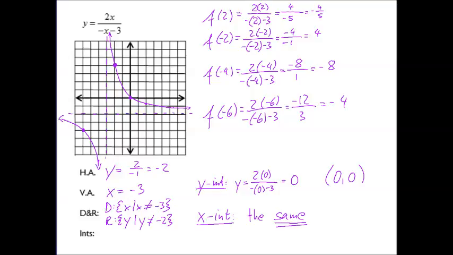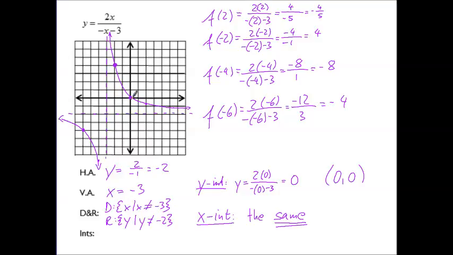Okay, hopefully you got to the same point. Our horizontal asymptote is at 2 divided by negative 1, in other words, negative 2. Our vertical asymptote is at x is equal to negative 3. That means our domain is x such that x is not equal to negative 3, and our range is y such that y is not equal to negative 2. Our y-intercept, as we plug in 0 for x, we get 0 for y. That means the y-intercept is (0, 0). This is our origin, and that means that the x-intercept is the exact same point.